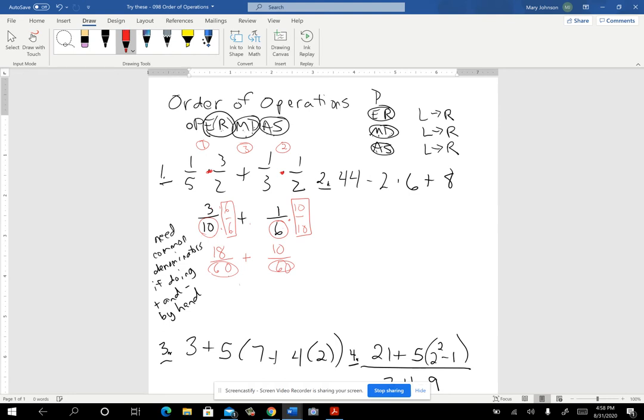18/60ths plus 10/60ths would be 28/60ths. And I can tell that these are both even, so now I'm just ready to simplify the fraction. So I'm going to divide by 2. And then I notice, hey, it's even. I'm going to divide by 2 again. And then that winds up giving me 7 over 15. Okay.